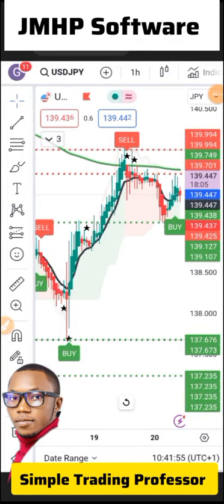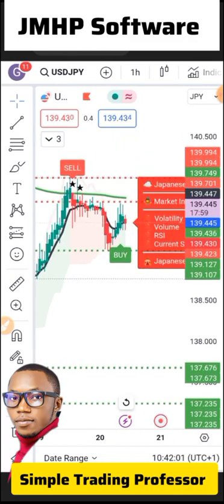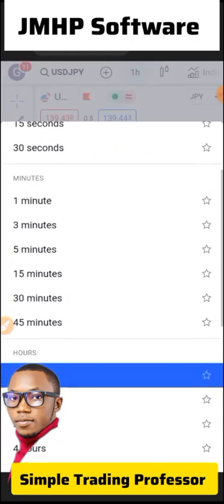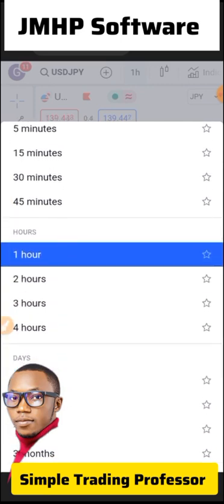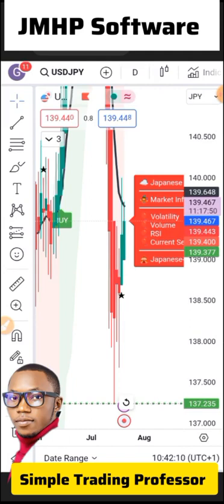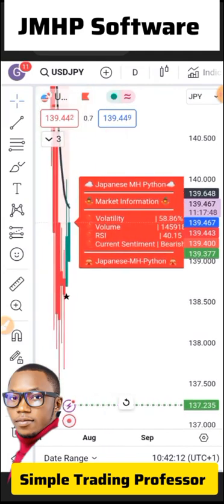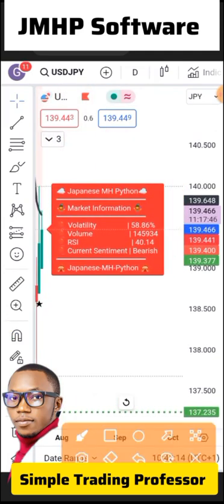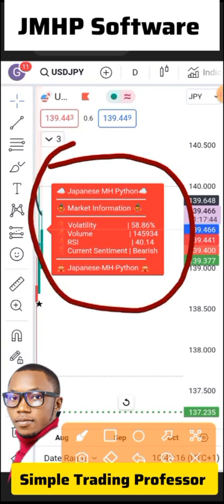So once again, you are welcome to the Japanese MH Python software. Now, the software that you see here on your screen has some components. I want to walk you through the components of the software. The first component that you can see on the software is the dashboard. This is the Japanese MH Python dashboard.